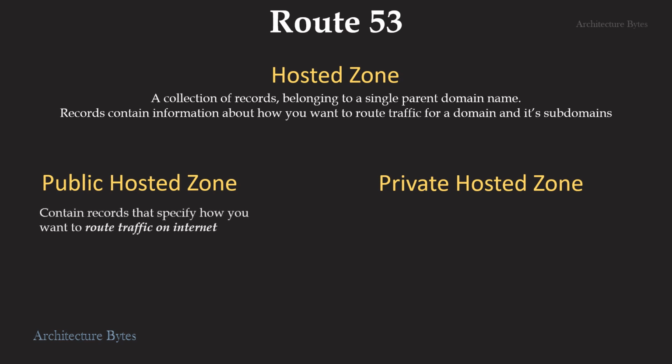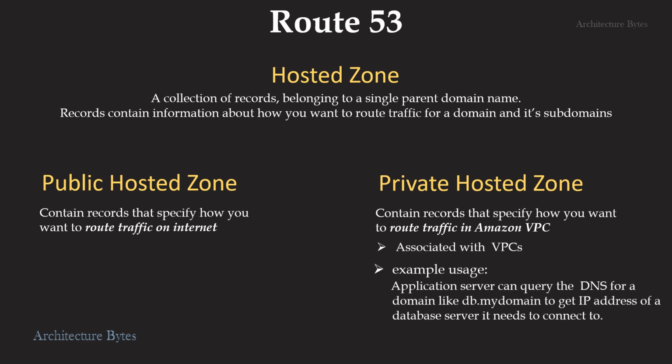A public hosted zone contains records that specify how you want to route traffic on internet. A private hosted zone, on the other hand, contains records that specify how you want to route traffic in Amazon VPCs. A private hosted zone is associated with VPCs. An example use case would be an application server querying the DNS for a domain like db.mydomain to get IP address of a database server it needs to connect to.